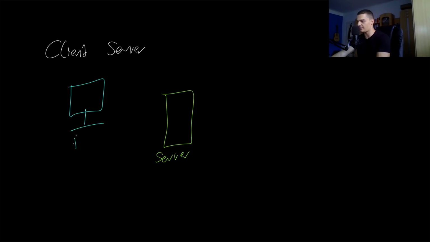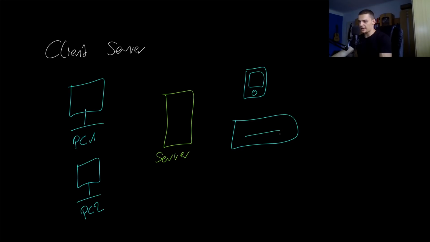So let's say we have a PC1 here. We have a PC2 here. We can also have a phone, for example. It doesn't have to be a computer. We can have a PS4 and some smart devices, some smart refrigerator, for example, or anything that can communicate with the server. And then we have these connections.